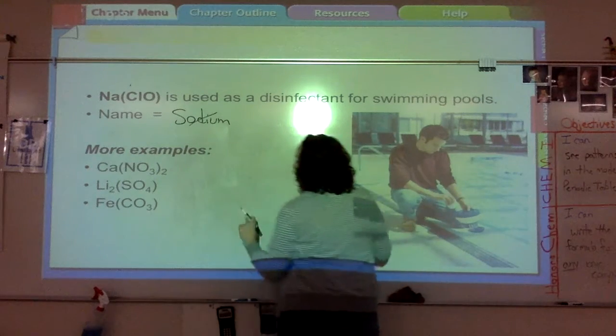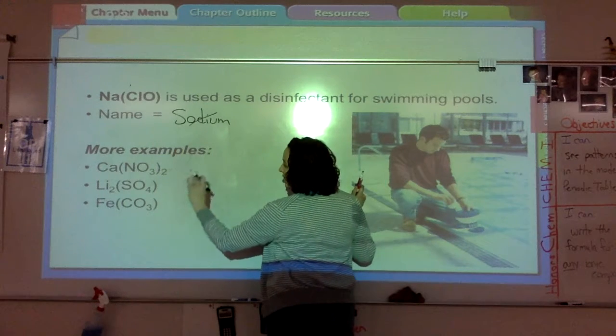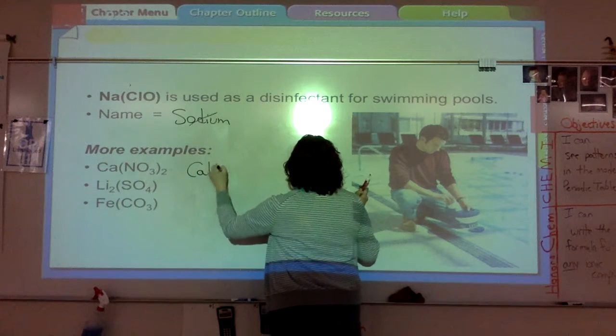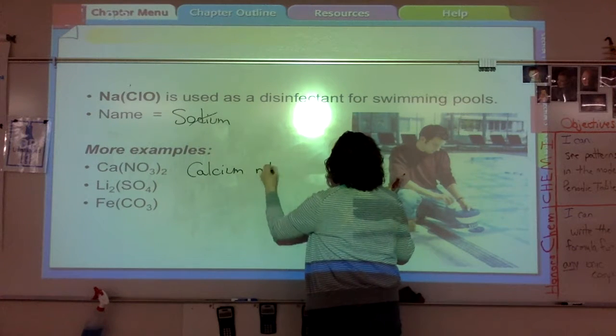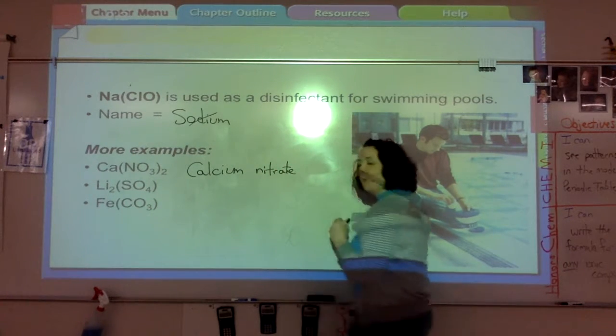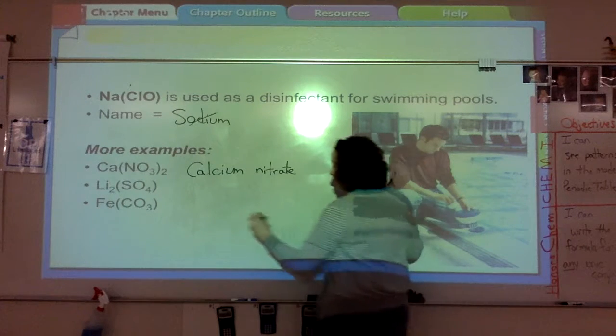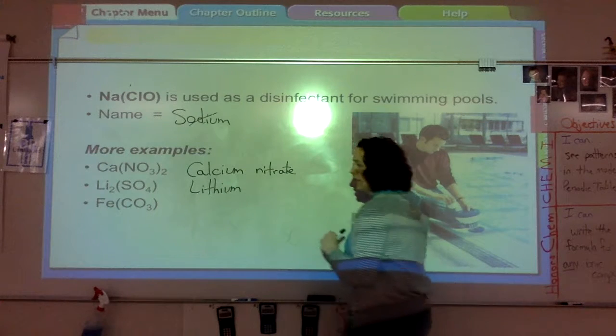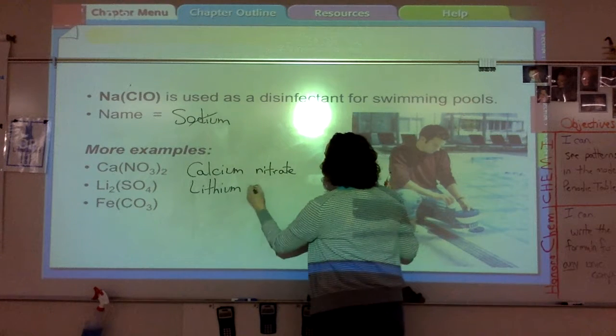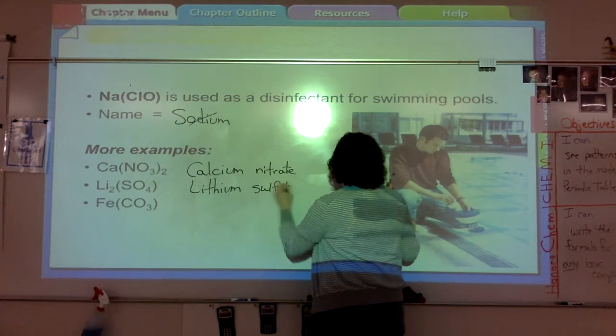Okay, let's go down to this one. So Ca(NO3)2 is calcium. And then you look up NO3. NO3 is nitrate. You do not change the name of the poly. Next one, lithium. You look up the name of the poly. SO4 is sulfate. So it's just lithium sulfate.